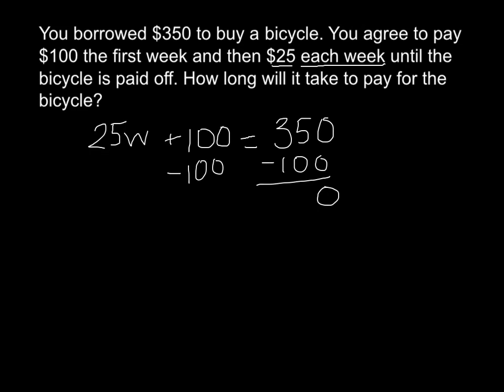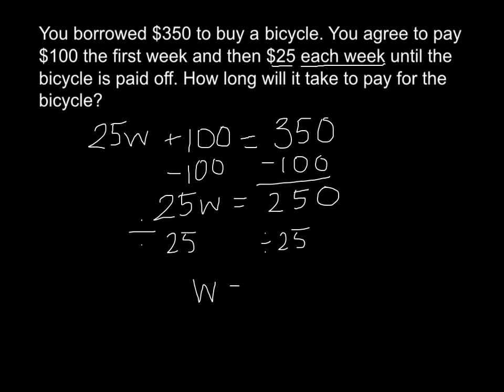Okay, 5 minus 0 is 5. 3 minus 1 is 2. So that'd be 250 equals 25W. All right, now I need to divide. Okay, I need to divide both sides by 25. Divide by 25, and I would get W equals. Now, how many times can 25 go into 250? I'm guessing 10, maybe.